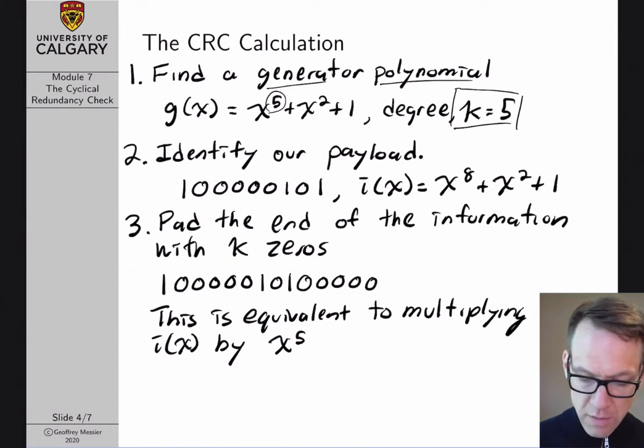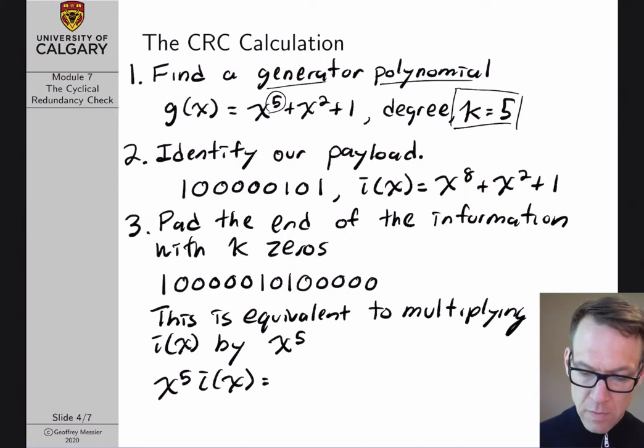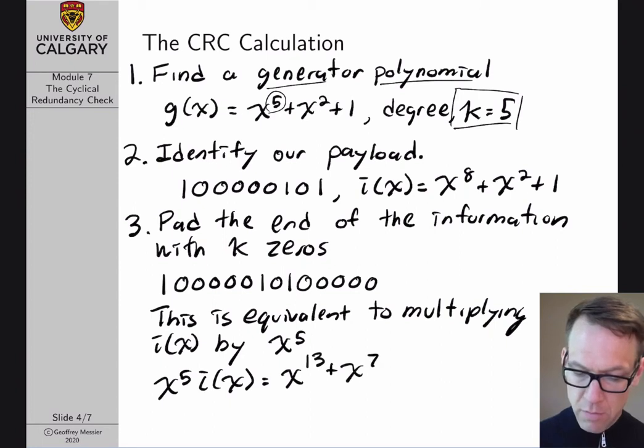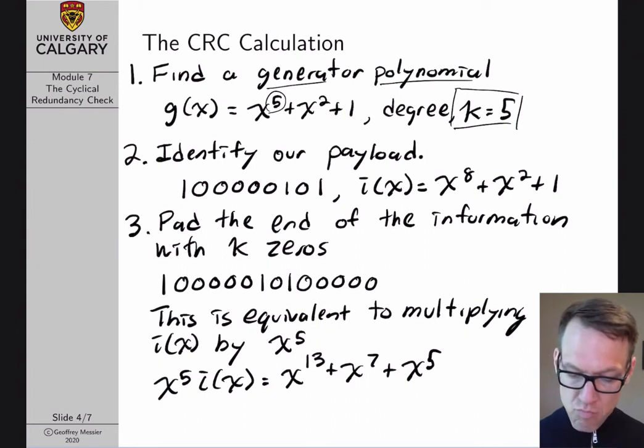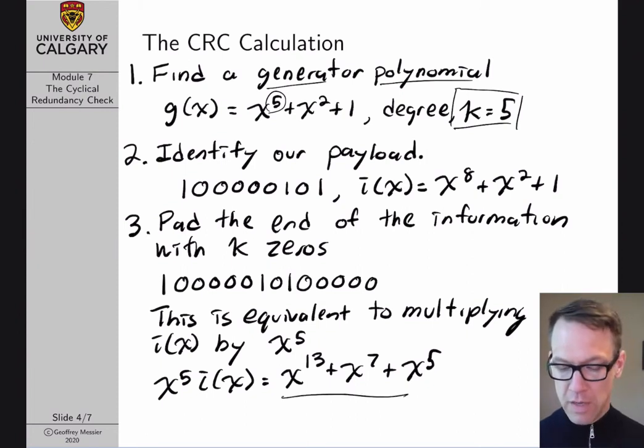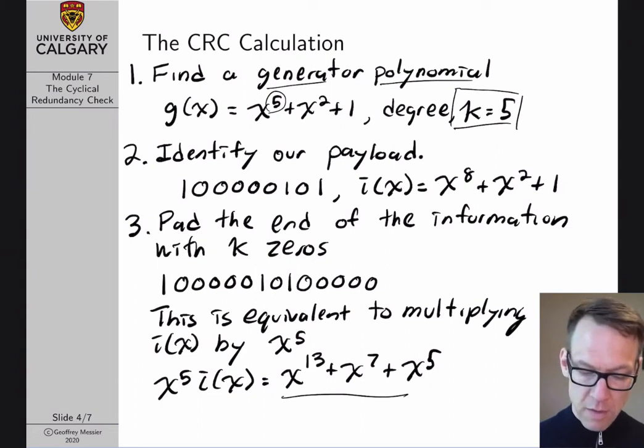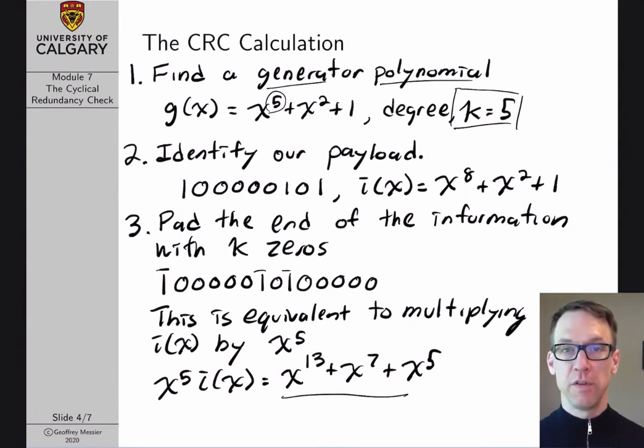So when we do that, x to the fifth times I of x is equal to x to the 13 plus x to the 7 plus x to the 5. If you want, you can satisfy yourself that this polynomial represents this new bit sequence, because this is the 13th position now, this is the seventh position, and this is the fifth position.